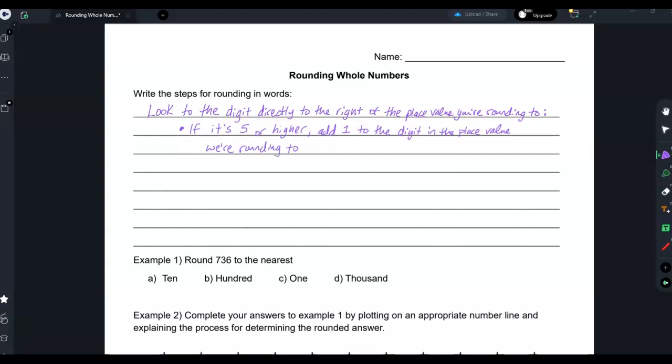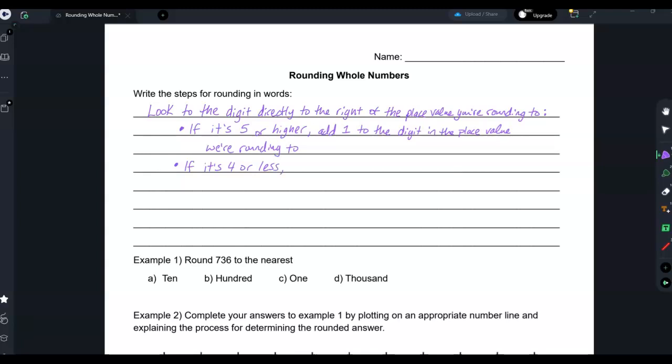So for instance, if I'm rounding to the nearest 10, I would look at the digit behind that, or to the right of that, which is the ones place. If the digit in the ones place is 5 or higher, then I'm going to add 1 to the tens place, right? To the actual one we're rounding to. So, and then what if it's not 5 or higher? You could say if it's not, or maybe a better way would be to say if it's 4 or less.